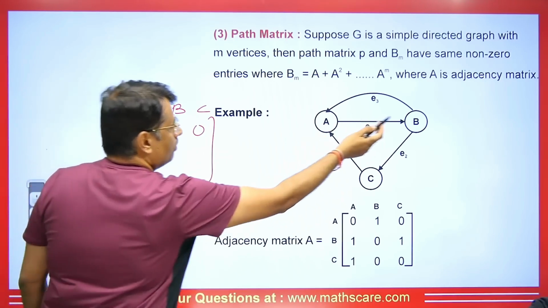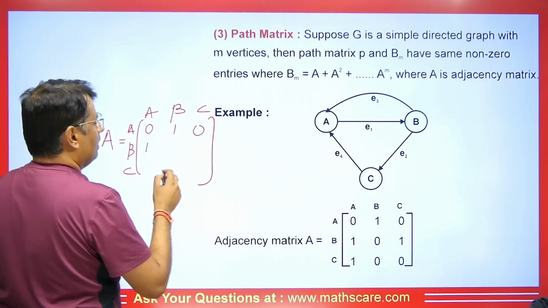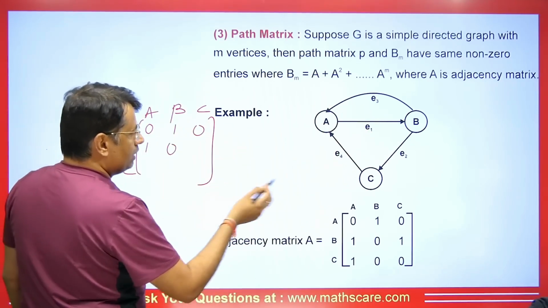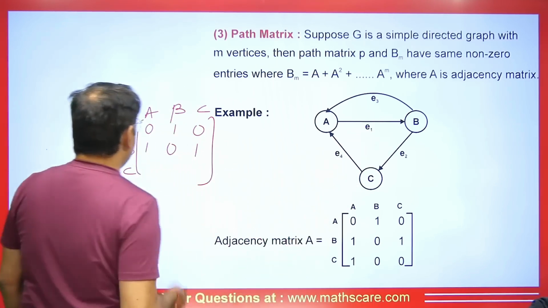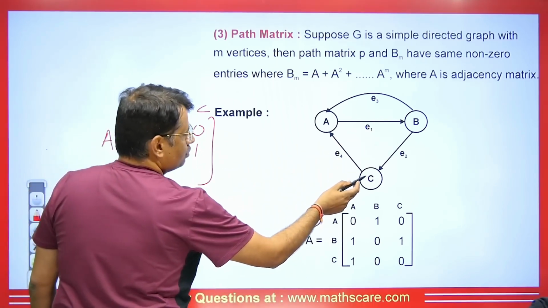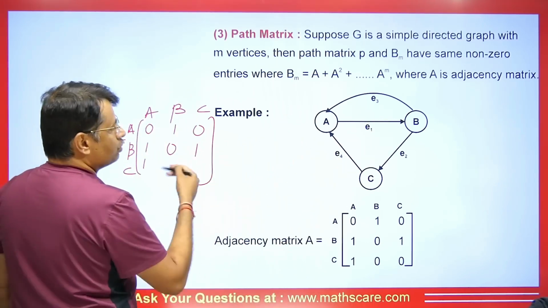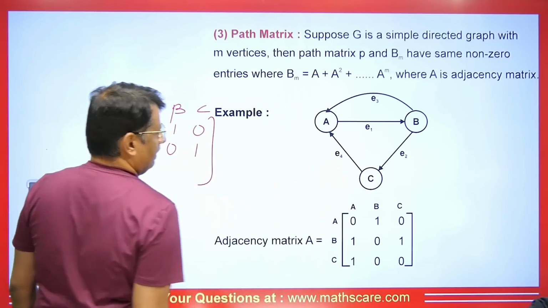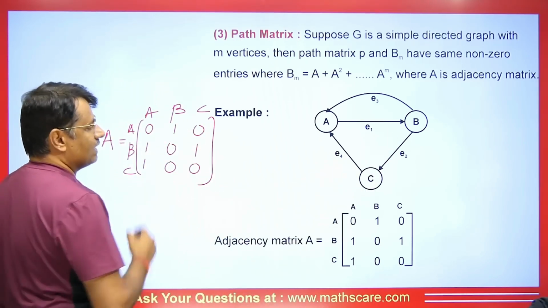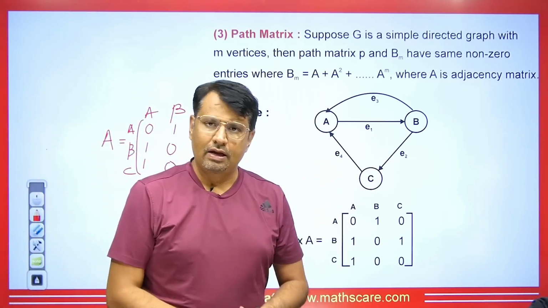B is coming to A, so it will be 1. B is not going to B, so it will be 0. B is coming to C, so it will be 1. We will discuss C. C is going to A, so this will be 1. C is not going to B, right, students? C is not going to C, so this will be 0. There is no self loop forming here.